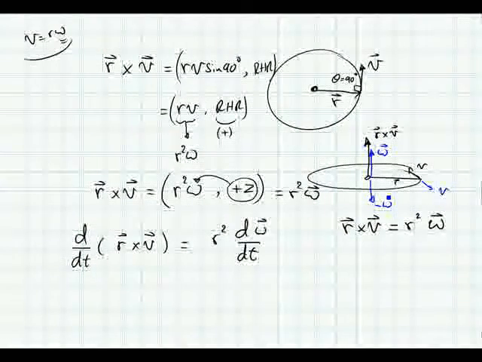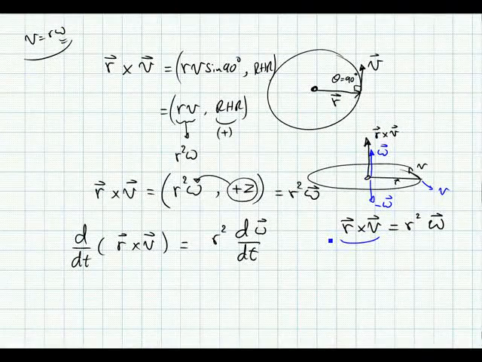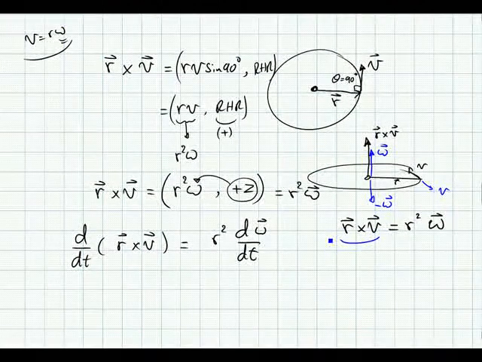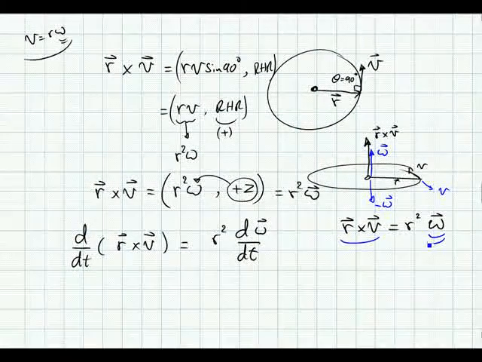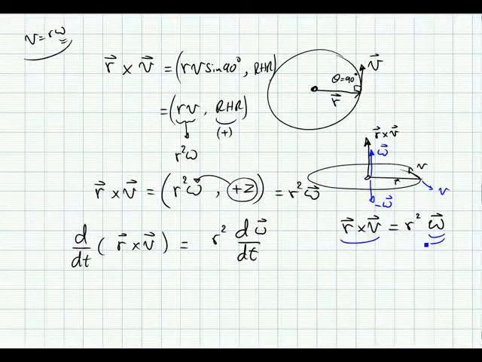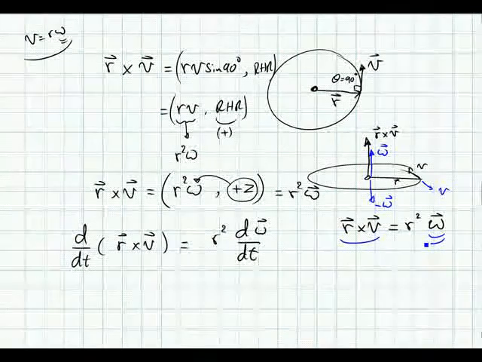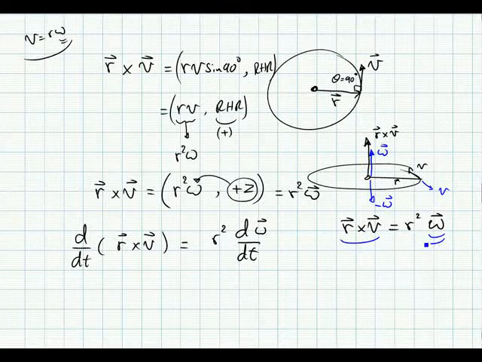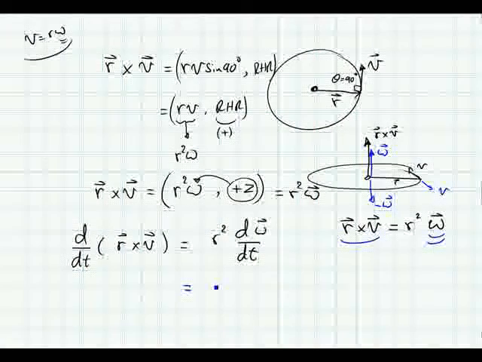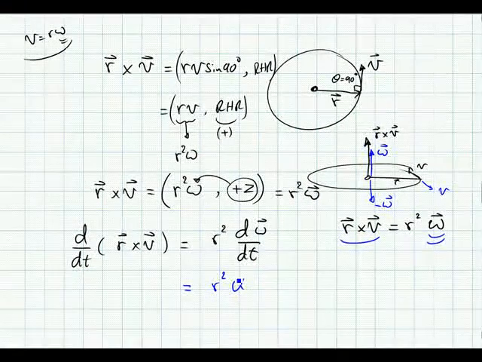So this moment arm crossed with the velocity defines not only the magnitude but also more importantly the direction of omega. So taking a derivative of both sides, R squared is simply a constant value here, it's not a vector. On the right hand side we have R squared d omega dt. The d omega dt we had identified as angular acceleration alpha.